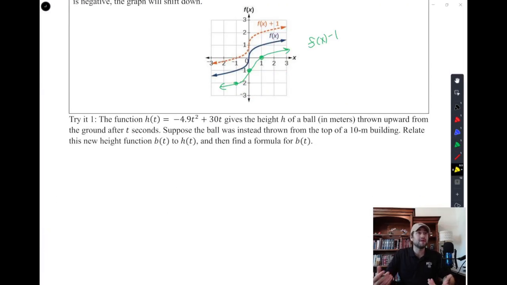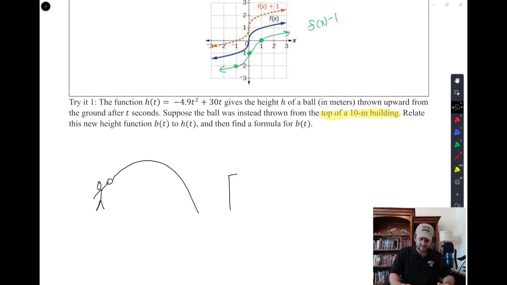So here's an example. It's a word problem. There's a function that they give you. It's thrown upwards, but suppose instead of throwing it upwards, you threw it from the top of a 10-meter building. So you started right here, and you threw a ball, and it did an upside-down parabola. Suppose instead you stood on top of a building and you threw the same ball. Well, which way is that shift happening if you take that starting point?